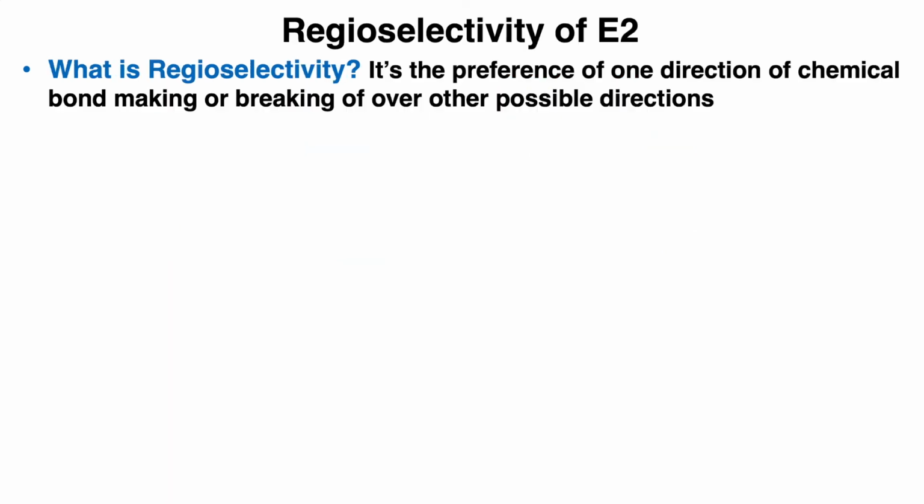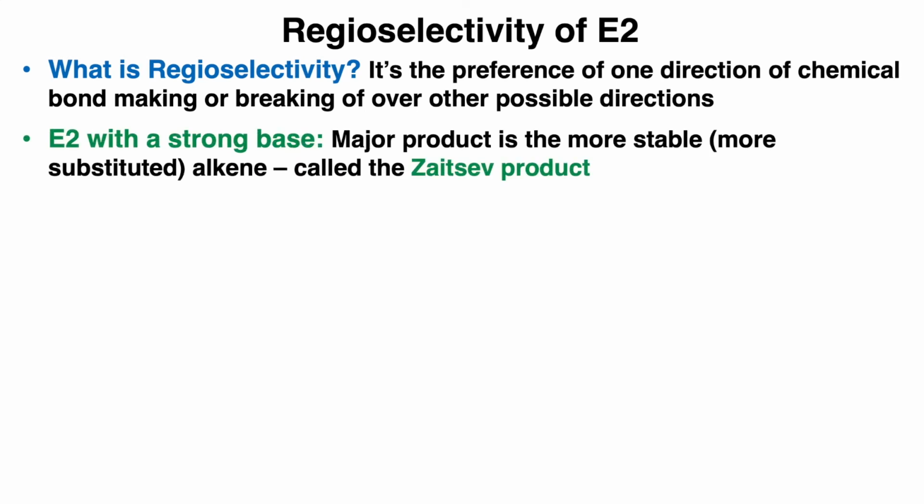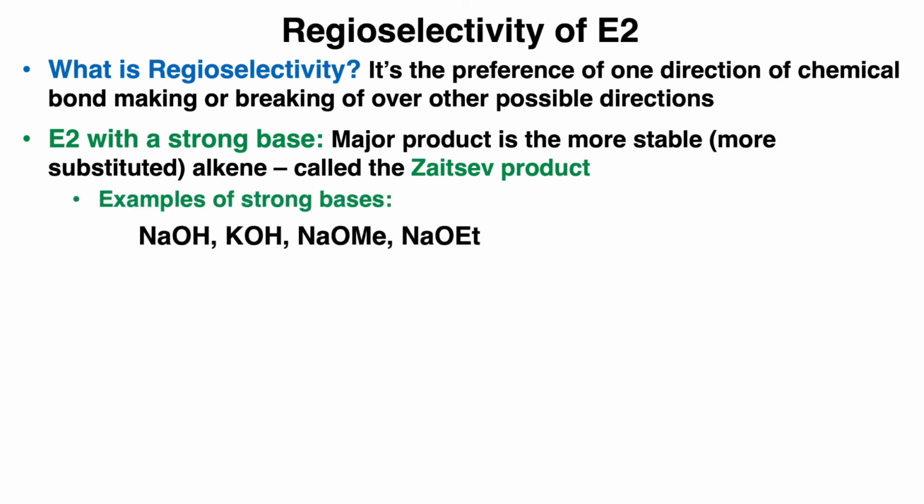E2 reactions are also considered to be regioselective, which is the preference of one direction of chemical bond making or breaking over other possible directions. If the E2 reaction contains a strong base, then the major product is the more stable, aka more substituted alkene, which is called the Zaitsev product. Examples of strong bases are listed here.